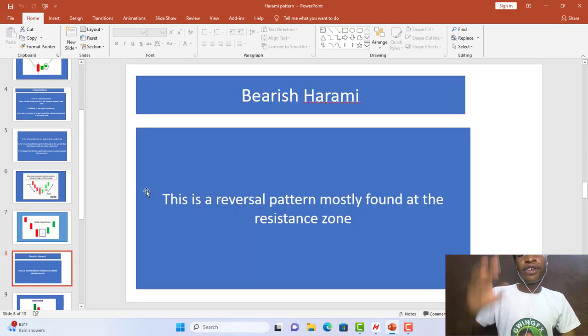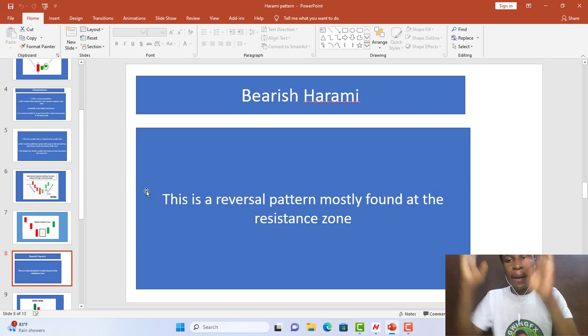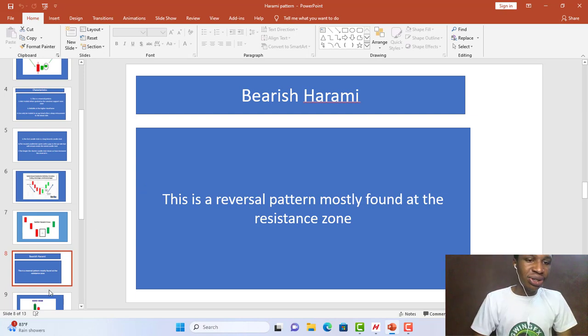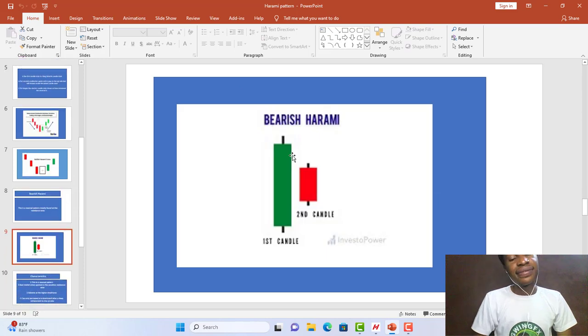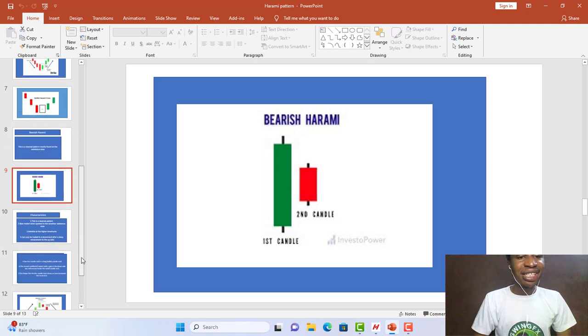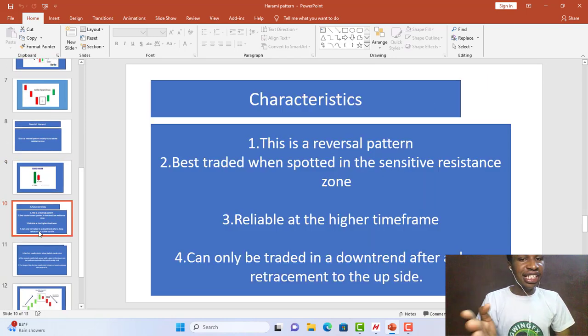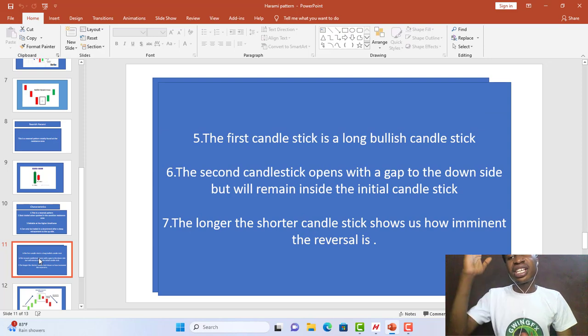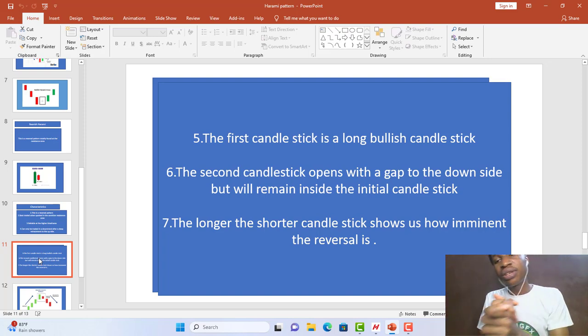So that's it. Then for the bearish harami, it's a reversal pattern mostly found at the resistance zone, right? So this is how it is. First bullish, then there must be a gap down to close below, right? So this is a wonderful secret. You can see it's a reversal pattern best traded when spotted in the sensitive resistance zone, reliable at the higher time frame, can be traded in an uptrend after a deep retracement to the upside. The first candlestick is a long bullish candlestick. The second candlestick opens with a gap to the downside but will remain inside the initial candlestick. The longer the short candlestick, the more imminent the reversal is.